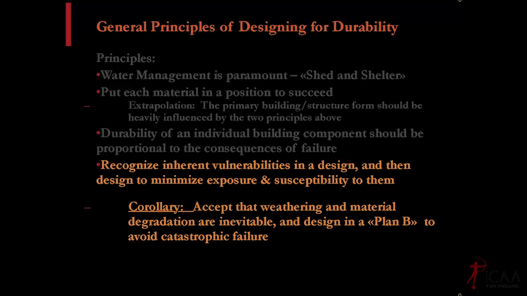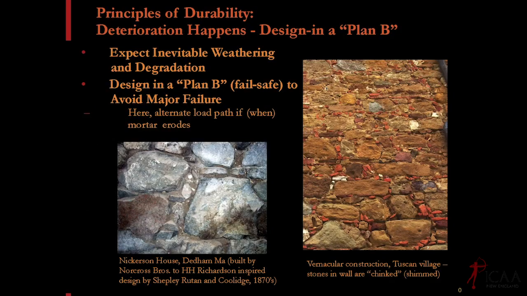And a corollary to that, I think, is to always accept that weathering and general degradation of materials is inevitable, and you just have to account for that. So two examples to tie us back, here in Boston and the Back Bay, to Italy. This is an example of a Tuscan farmhouse, very vernacular architecture. The large stones here are always chinked or shimmed with smaller stones or little shards of brick. And that's really important.